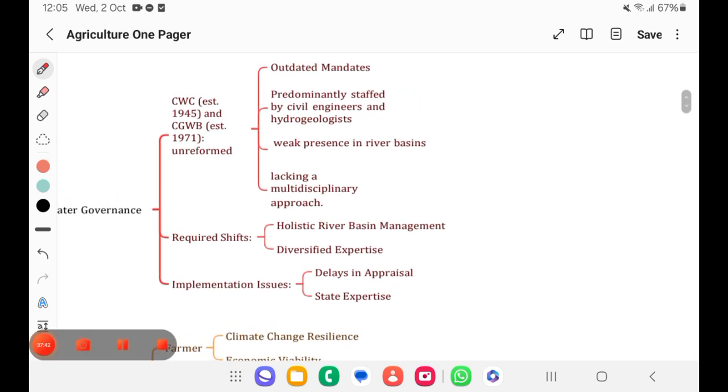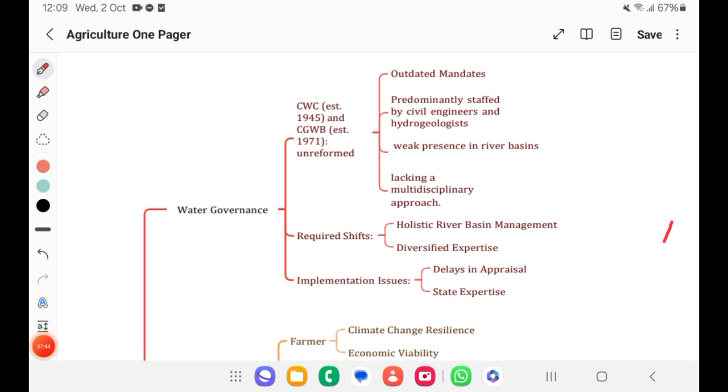We have the Central Water Commission, established in 1945, and the Central Groundwater Board, established in 1971. However, their mandates are outdated, because now it is 2024. So, outdated mandates.